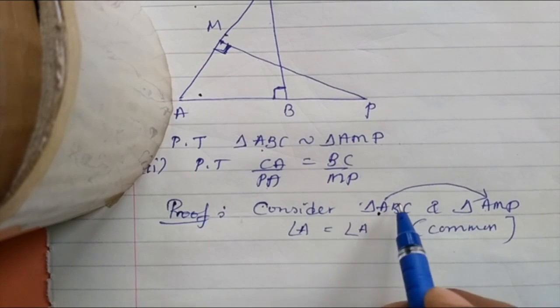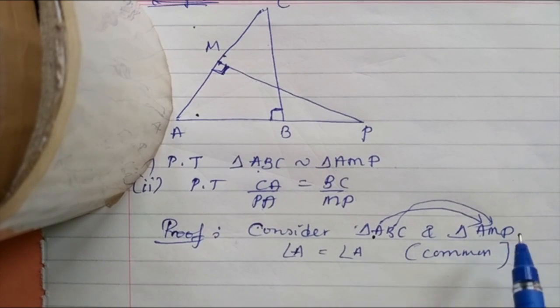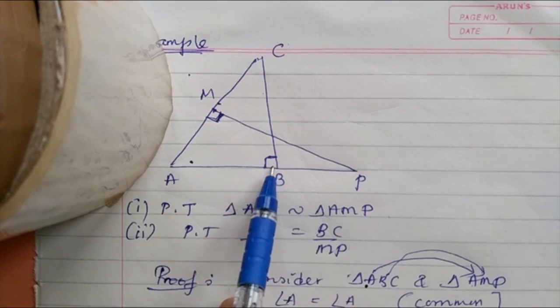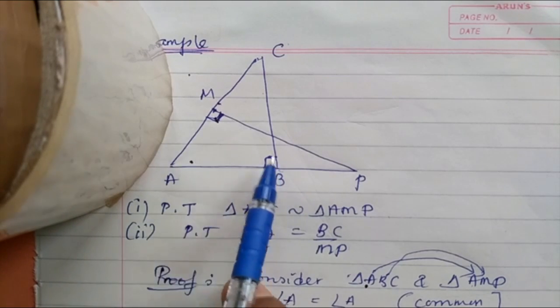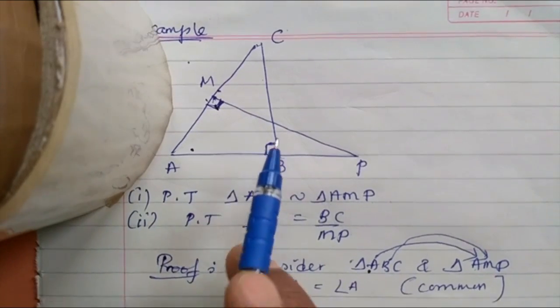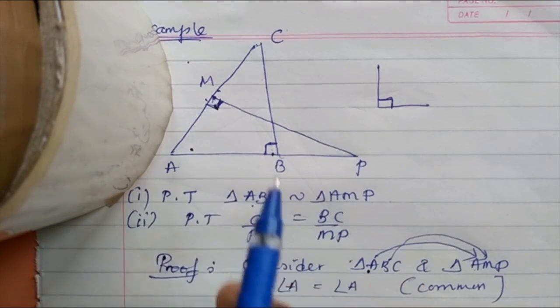The second one, angle B is equal to angle M. Let us check the diagram. How come angle B of the first triangle is equal to angle M of the second triangle? Look at angle B of the first triangle and angle M of the second triangle, both are marked by the 90 degree symbol here. You know that this marking indicates 90 degrees. So both are 90 degrees.